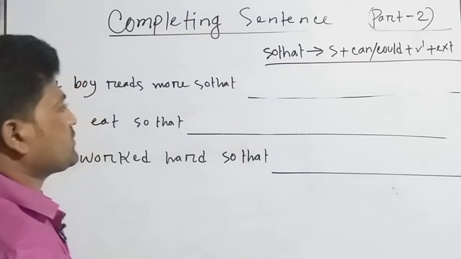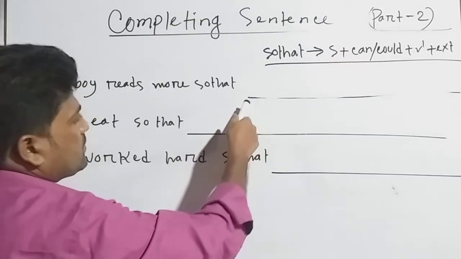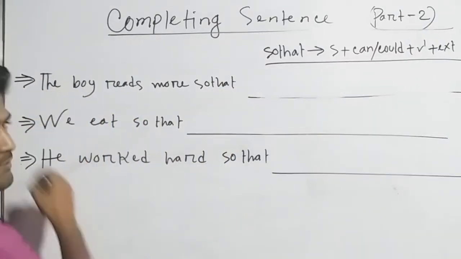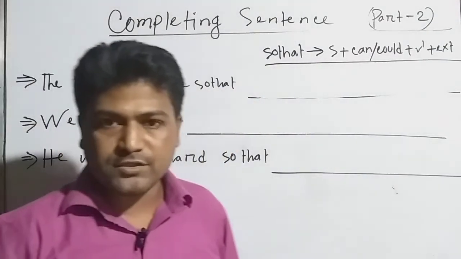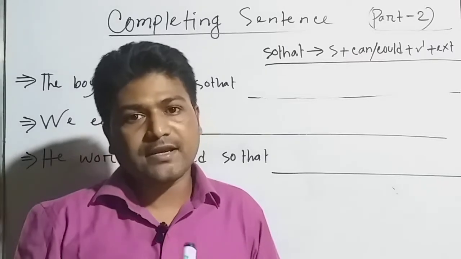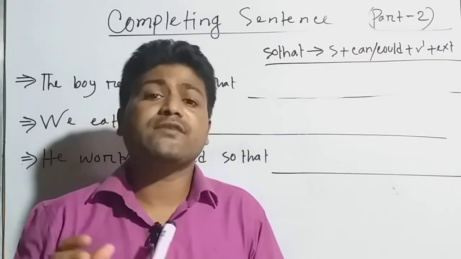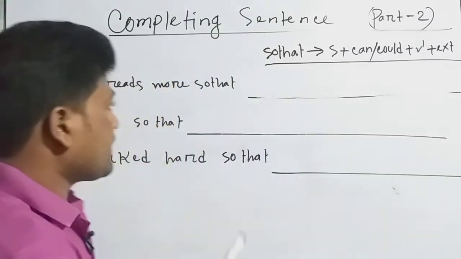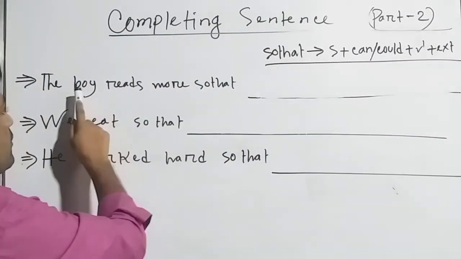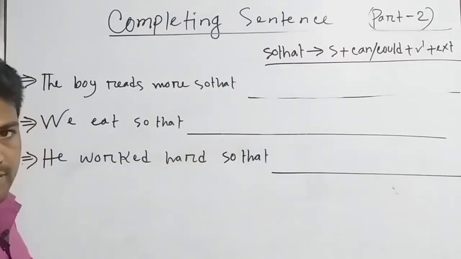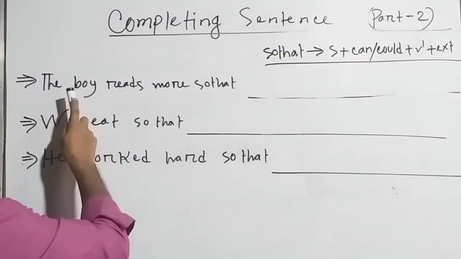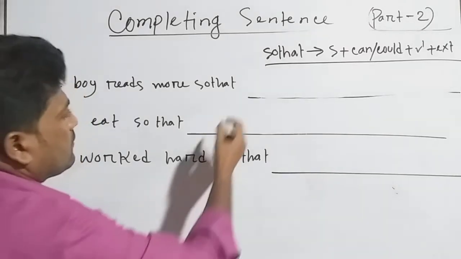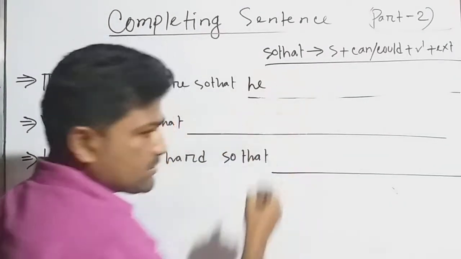Okay, dear learners and viewers, your first work is you have to use a subject here. Which subject? The first subject. Remember, if the first subject of the incomplete sentence is a noun, then you can use here the pronoun form of the noun. So what is the pronoun form of "the boy"? He. We can use here "he" as a subject.